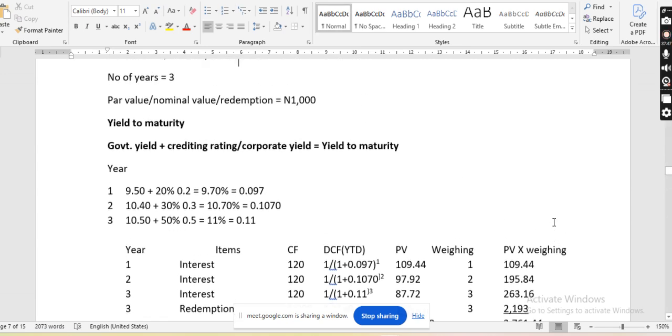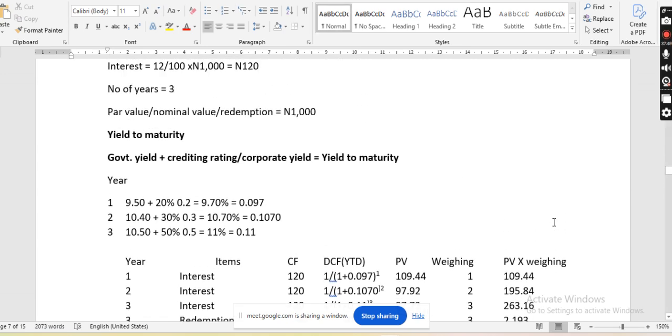And the question says, what does this measure? What does duration of a bond measure, class? Who can explain it? It measures what? The life of a bond. Thank you. It is the average life of a bond. That is the duration of a bond, right?